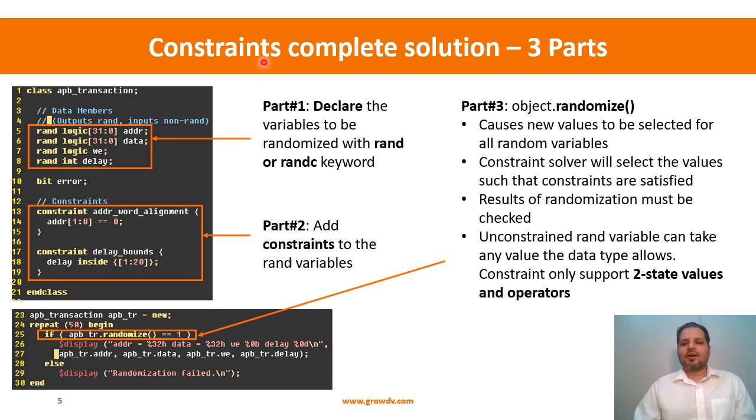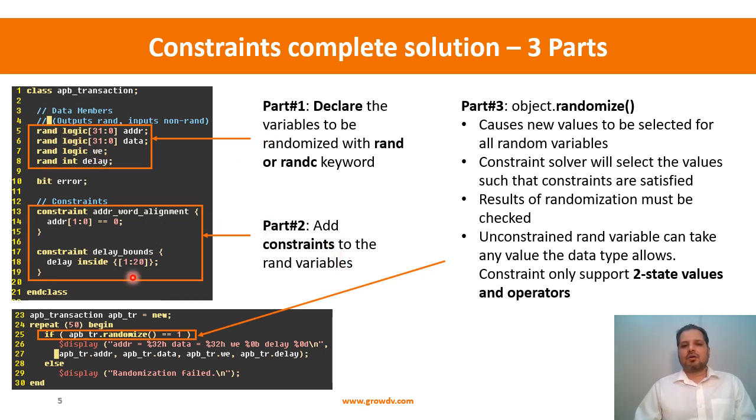Okay, so the overall constraint random stimulus generation works in 3 parts. The first part is we need to declare the properties that need to participate in the constraint random stimulus generation with either the rand or the randc keyword. If you don't do that, for example, this variable on line number 10, this particular property is not going to participate in the randomization.